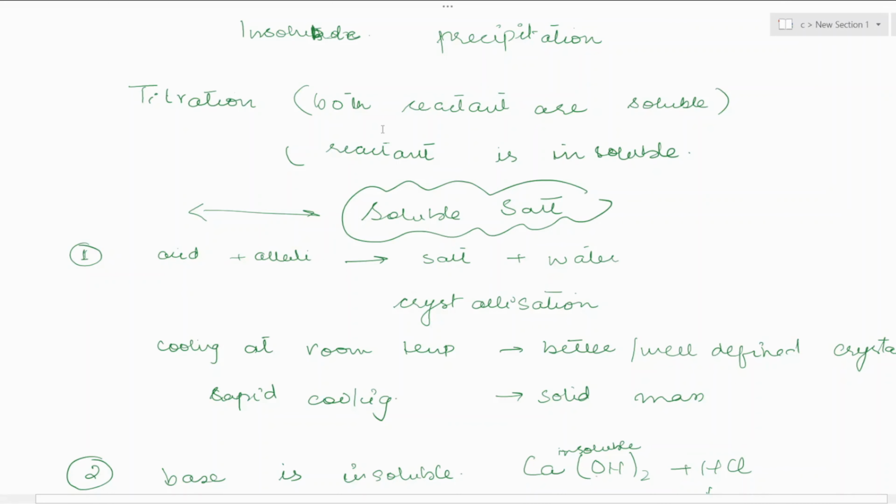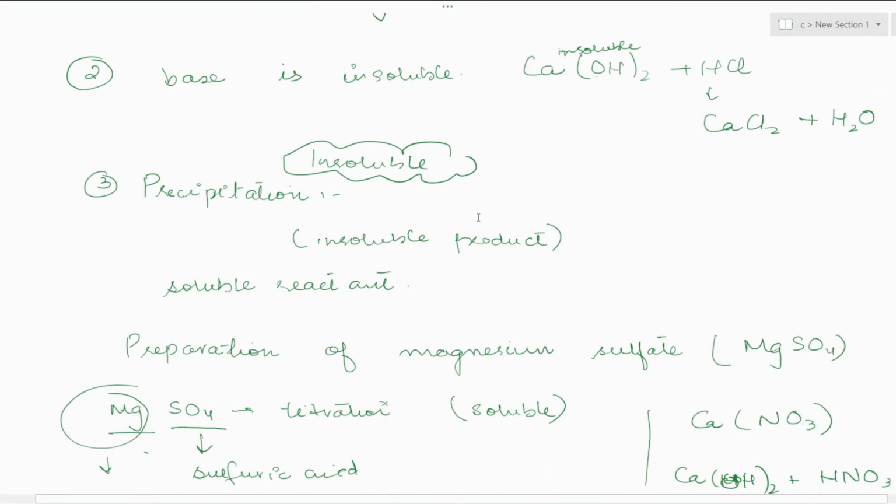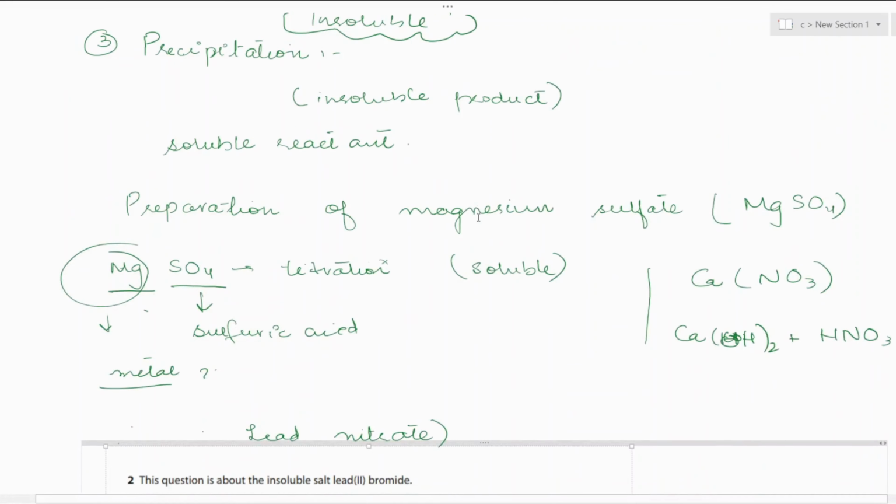If one of the reactants is insoluble, like we have discussed that mostly hydroxides are insoluble, calcium hydroxide is insoluble, copper hydroxide is insoluble, then we have to use method number 2. And the third method is the precipitation one, which actually produces the insoluble salt. The product is insoluble, but the reactants would be soluble. Okay.